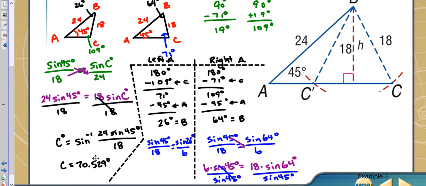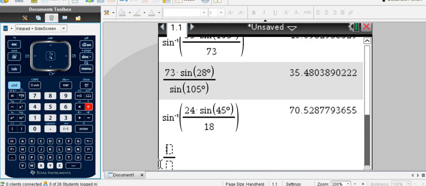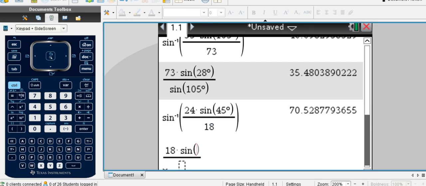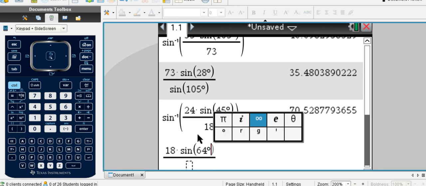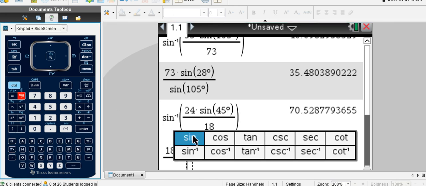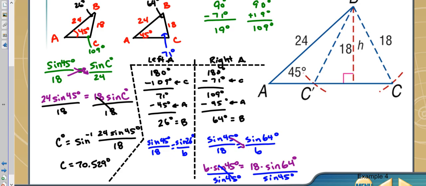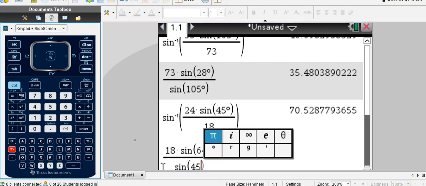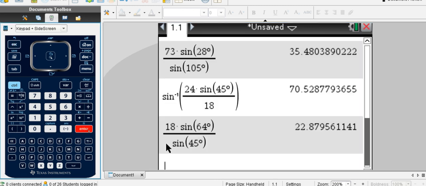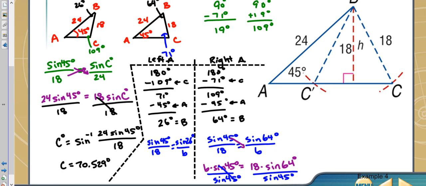So I'm going to go to my calculator, and we're working with a fraction here. 18 times sine of 64 degrees, and all that needs to be divided by sine of 45. Okay, hit enter, and I get 22.9. In this case, C is 22.9. So I'll put it over here. C equals 22.9. That would be here.